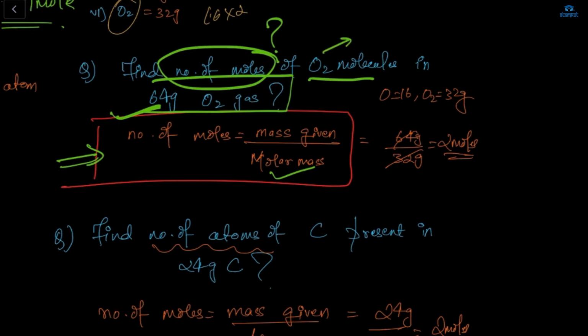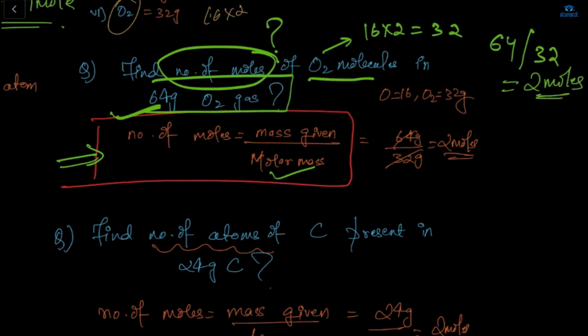What is the molar mass of the O2 molecule? 16 into 2, which is equal to 32. So we will apply 64 upon 32, which is equal to 2 moles. So 2 moles will be the answer for the O2 molecule.